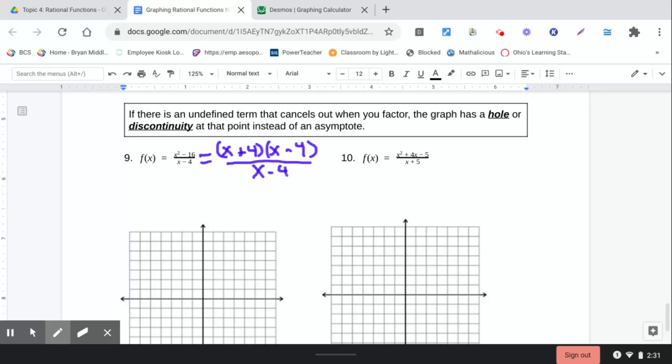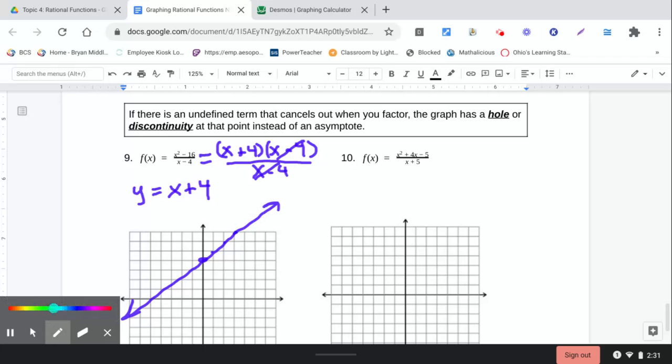Now notice that the x minus 4's cancel out. So our function is just y equals x plus 4, which is a line, which is fantastic. We are going to go to our y-intercept, and we have our slope, and it just looks like that. Except, remember, back here, we canceled this out. Originally, that's an excluded value. If you just looked at this problem at the beginning, you would say, oh, well, x cannot equal 4. There'd be an asymptote there.